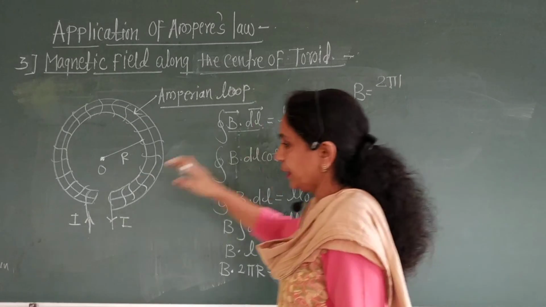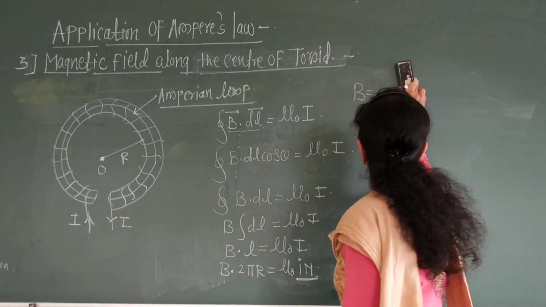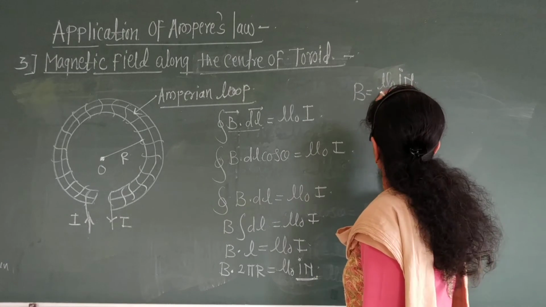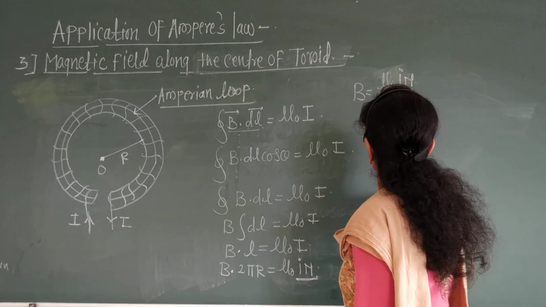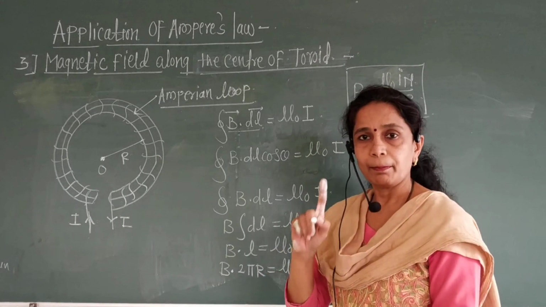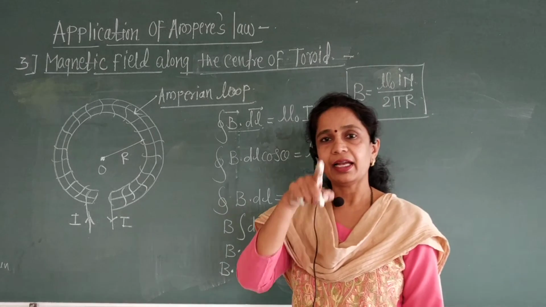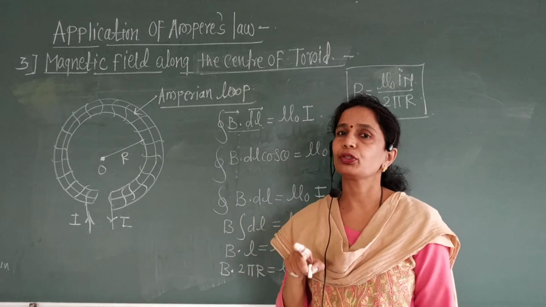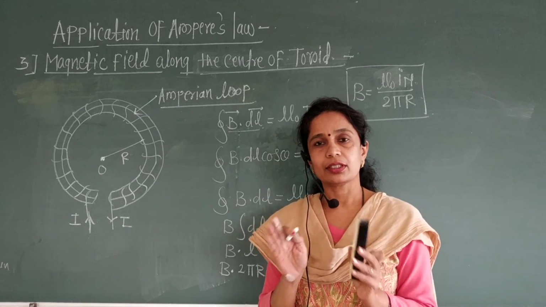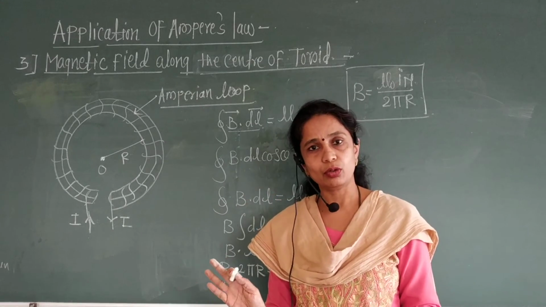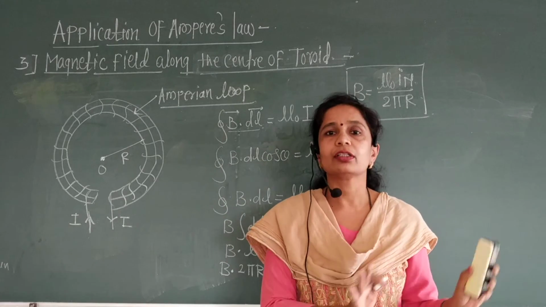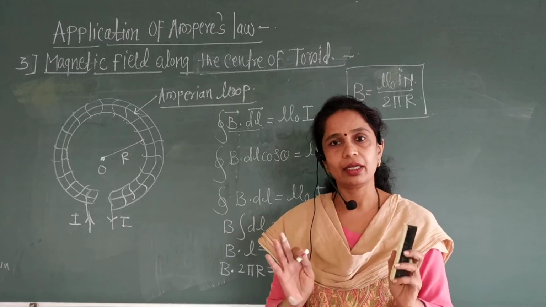Sorry, B is equal to mu 0 I n upon 2 pi r. This is the equation of the magnetic field at the center of the toroid. Okay, with this the chapter is over. If you have any difficulty, then see all the videos again and again.